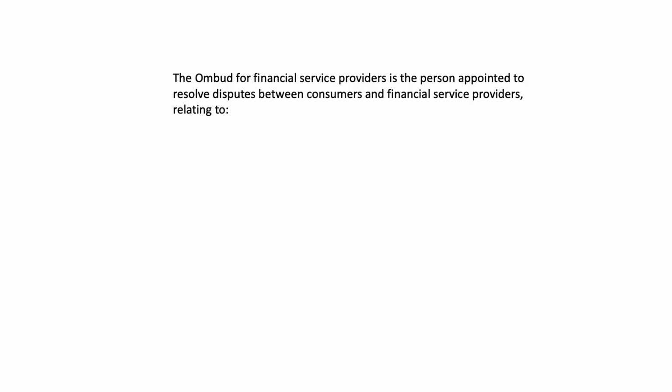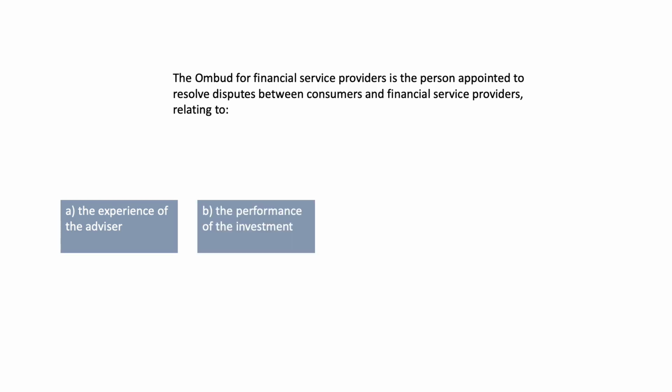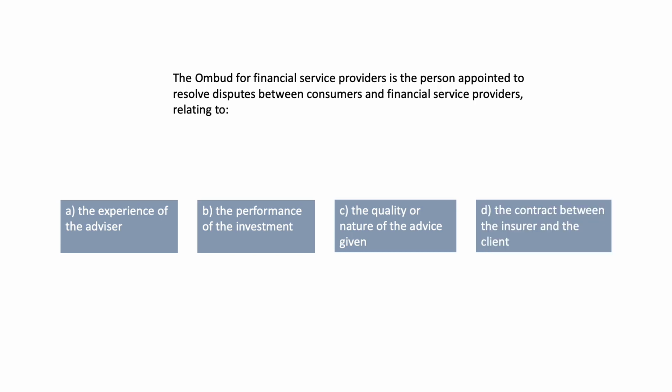Question 1. The Ombud for financial service providers is the person appointed to resolve disputes between consumers and financial service providers relating to A. The experience of the advisor, B. The performance of the investment, C. The quality or nature of the advice given, D. The contract between the insurer and the client. Pause the video here and think about the answer.